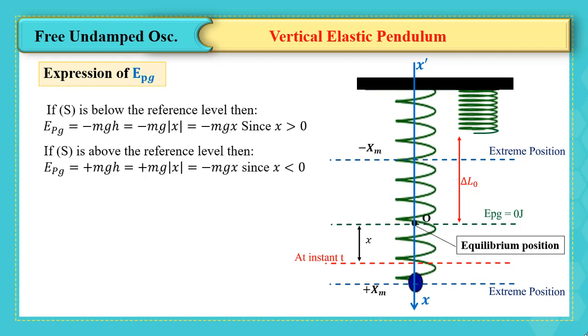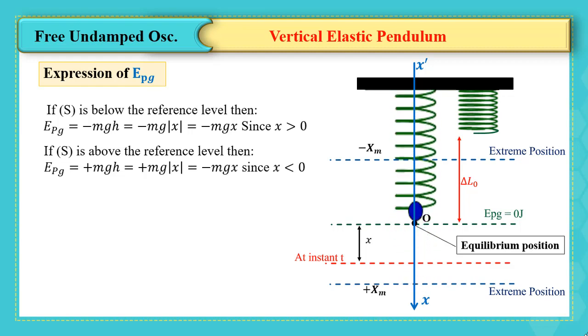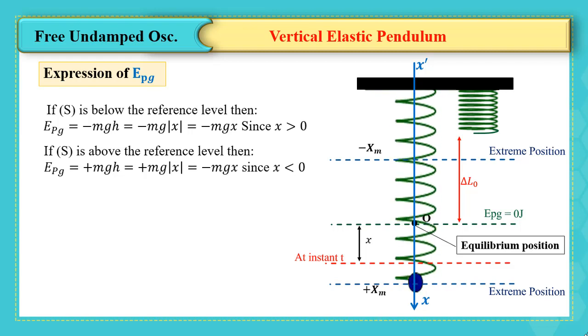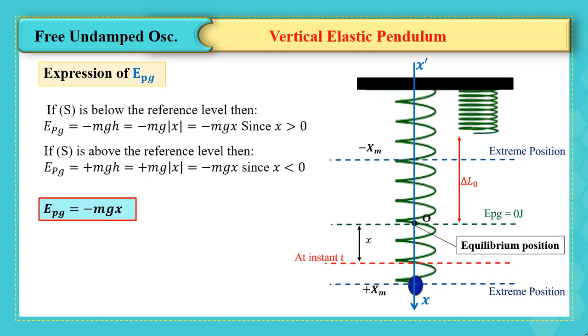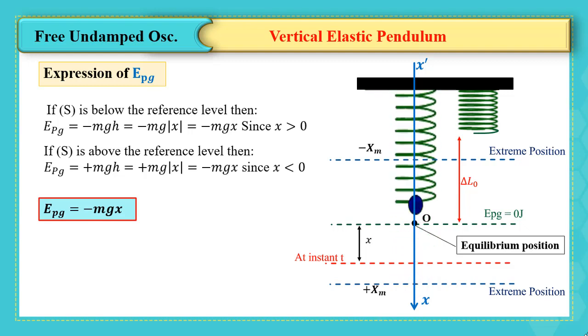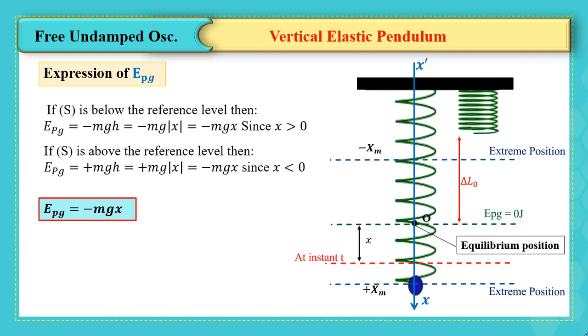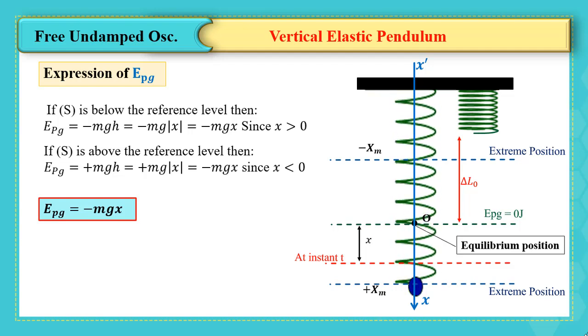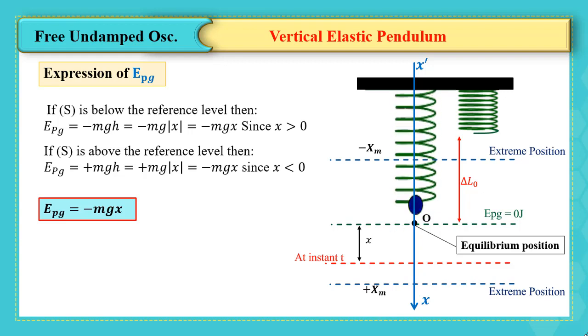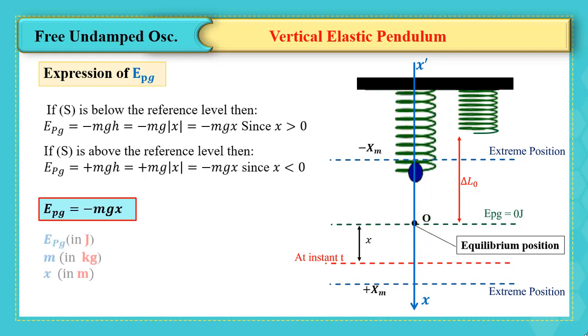It's clear that this formula is still valid when S is on the reference level where X equals h equals 0. Then the expression of the gravitational potential energy is minus mgx, whatever the abscissa X, positive, negative, or 0. Keep in mind that the gravitational potential energy is in joules, the mass in kilograms, and X in meters.